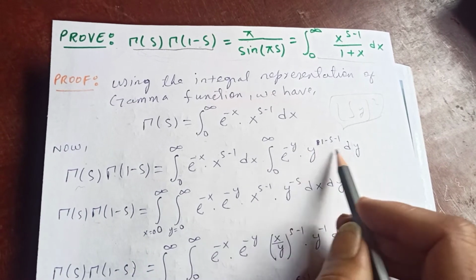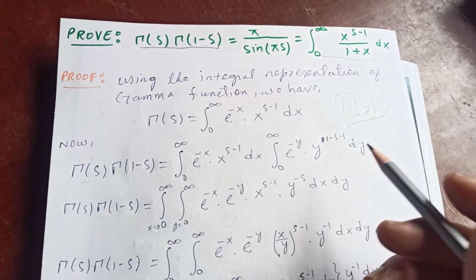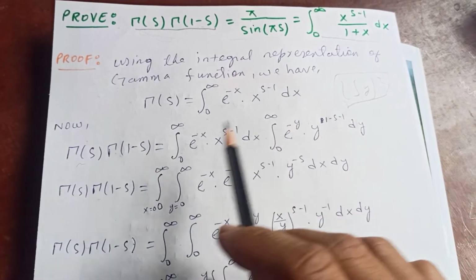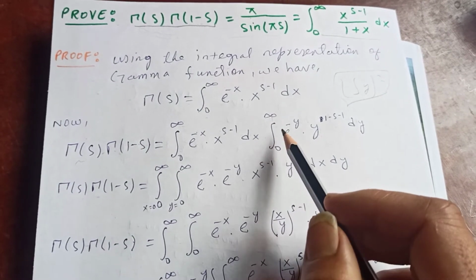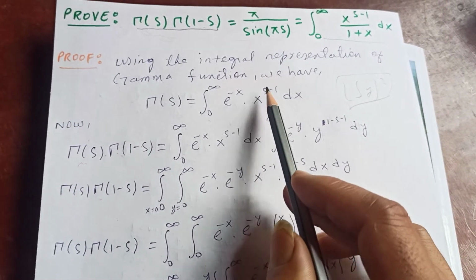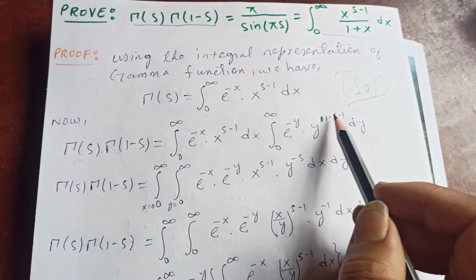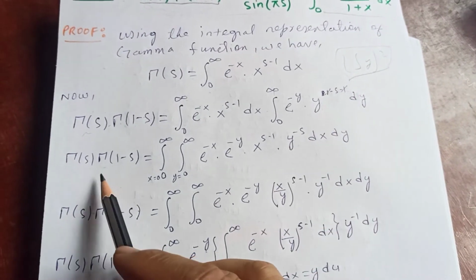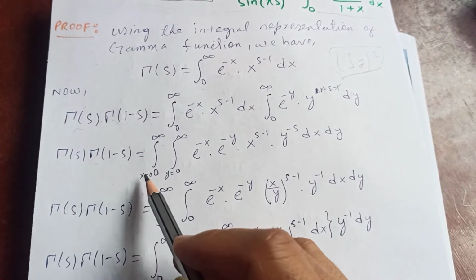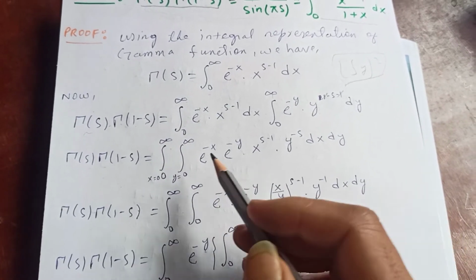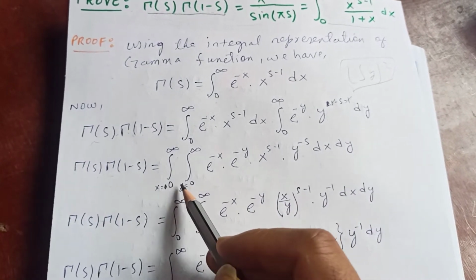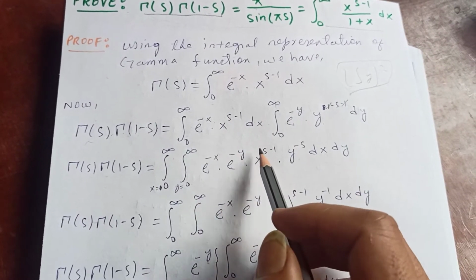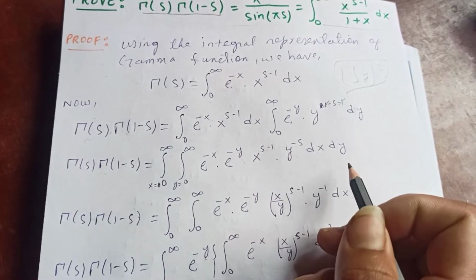Even though we choose a different variable, the integral does not change, by property. Therefore I'm going to choose another variable y, and gamma 1 minus s is the integral from 0 to infinity of e to the negative y times y to the 1 minus s minus 1 dy, so the 1 gets cancelled. So gamma s times gamma 1 minus s is the integral from x equal to 0 to infinity and y equal to 0 to infinity of e to the negative x, e to the negative y, x to the s minus 1, y to the negative s dx dy.